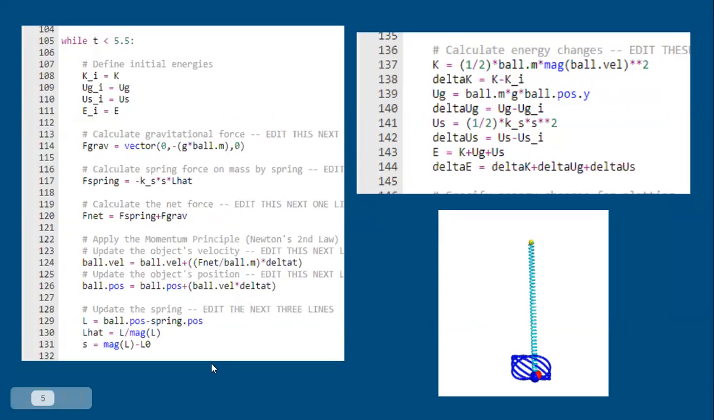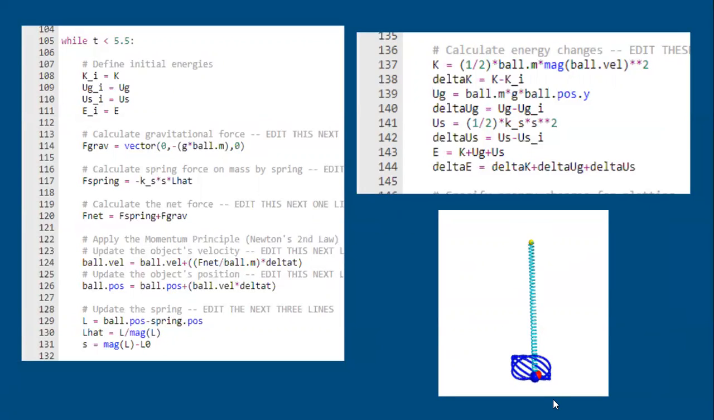Then we had to update the spring. So the L changed, the L hat changed, and the s changed, but they're defined exactly like they were before. Then we had to calculate all our energy changes. So the K, UG, US, and E were defined exactly how they were before, but of course our velocity was changing and our s value was changing, so these were changing within the loop. And then our delta K, delta UG, and delta US were calculated by just doing the final minus the initial like we've always done. And then the delta E was found just by adding up all the delta K, delta UG, and delta US. So then here's a picture of our spring motion.